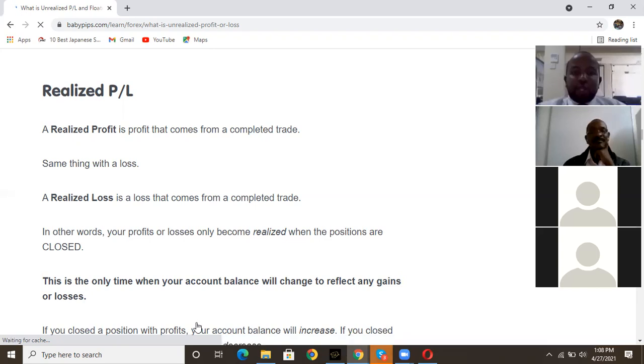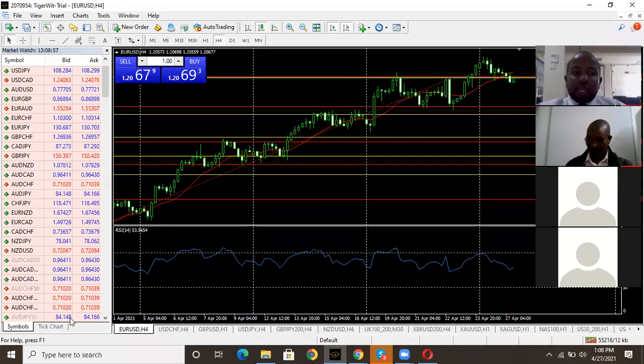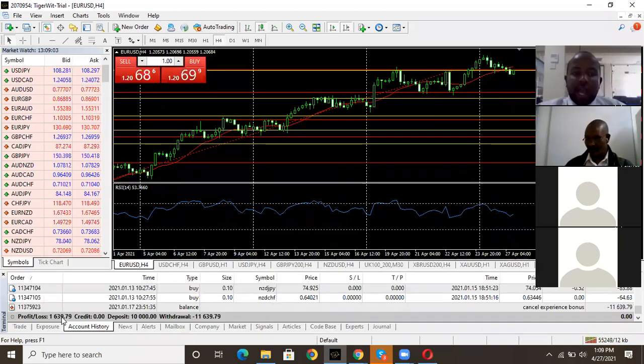I think I've shown you this example. So these ones are realized. Like this one, you can see there's a profit of 1639 here. This is already realized. So you can see profit or loss. If I made a loss, this would be negative. But since I was making a profit here, you can see I have around 1639 there. This is just for explanation purposes.